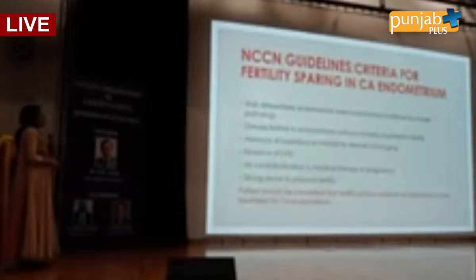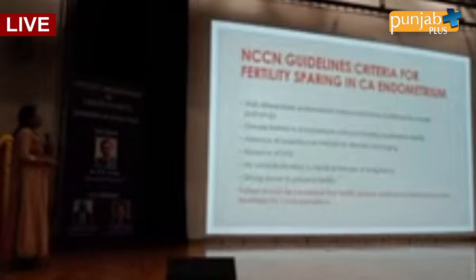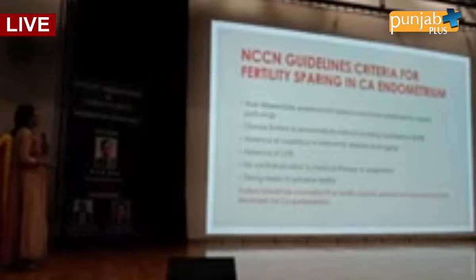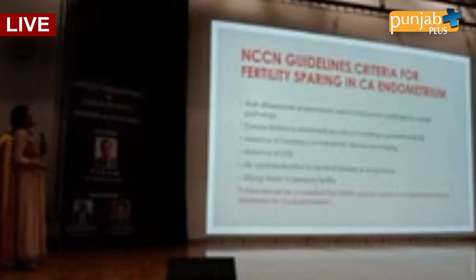If the patient is already suffering from diabetes and uncontrolled hypertension or CAD, we should not try to preserve the fertility or organ in this case. And of course, there should be strong desire to preserve the fertility. But patient must be counseled that fertility sparing option is not a standard care of treatment for CA endometrium.